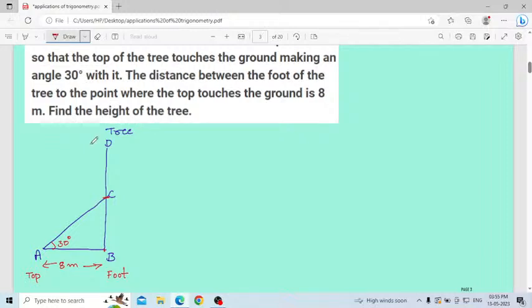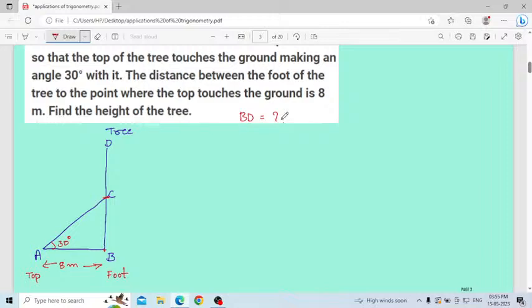Find the height of the tree. Height of the tree is nothing but BD. I will write here: height of the tree is nothing but the length between the point B and D. That one you have to calculate.